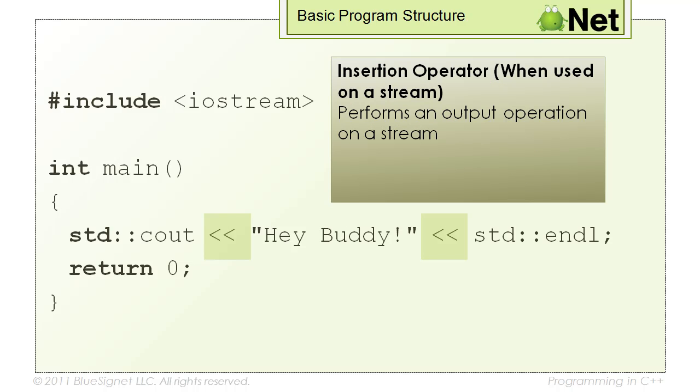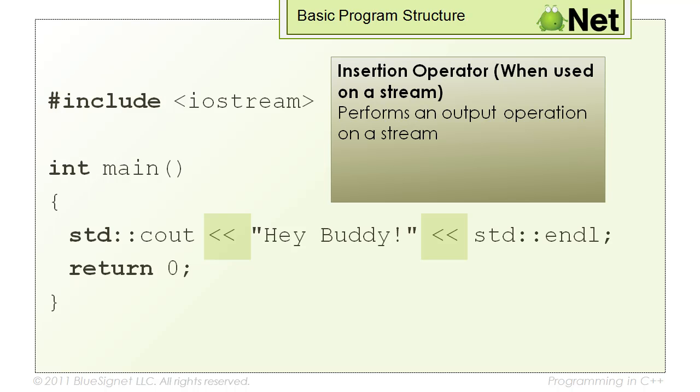Don't worry about it. Now this is the insertion operator. This is a little interesting. It performs an output operation on a stream. These are directional, so the arrows point to the left. We're basically going to take the string to the right of them and pipe it through those arrows out to the object that we're referring to. So whenever we write something to the console, like "hey buddy", we pipe it to cout, which takes it over to the monitor. You can think of it that way.